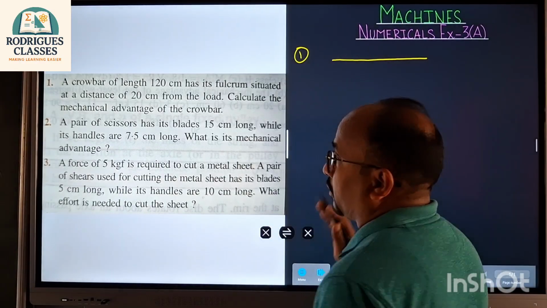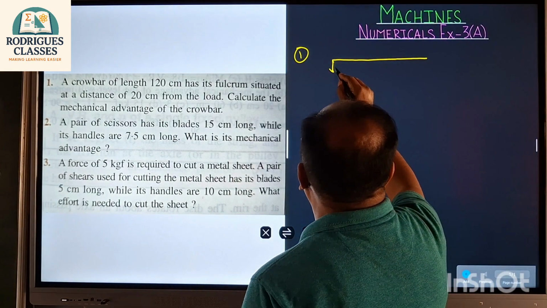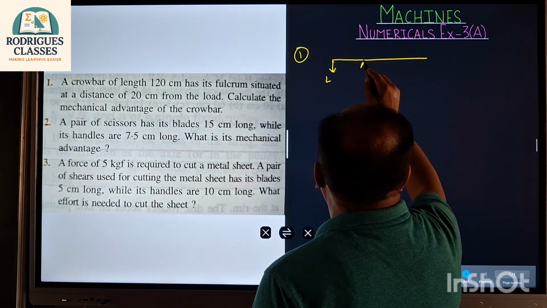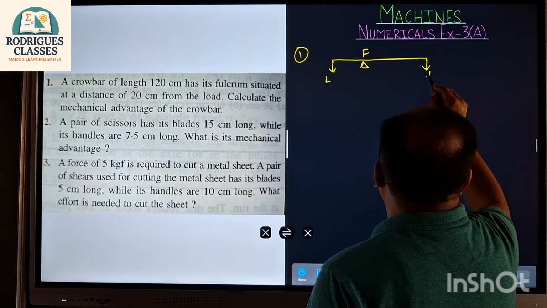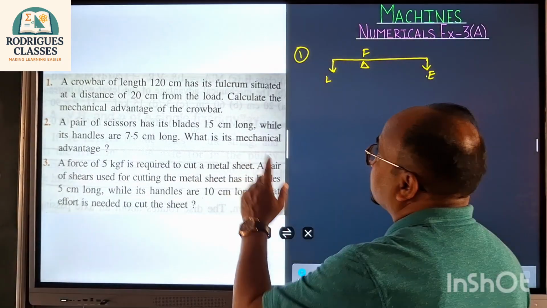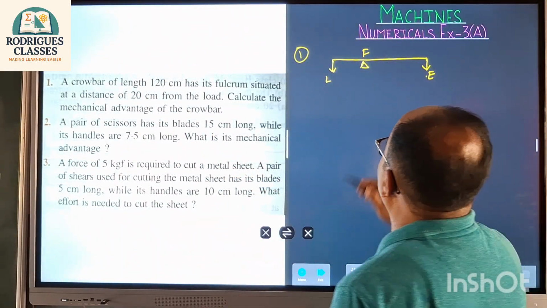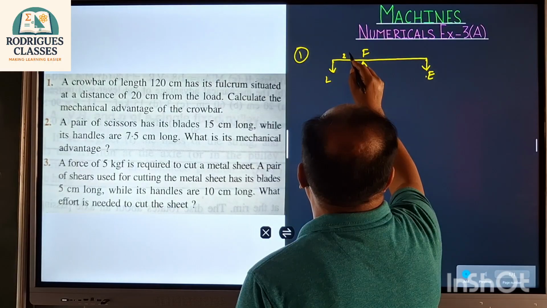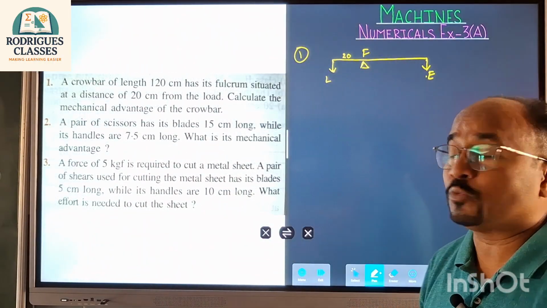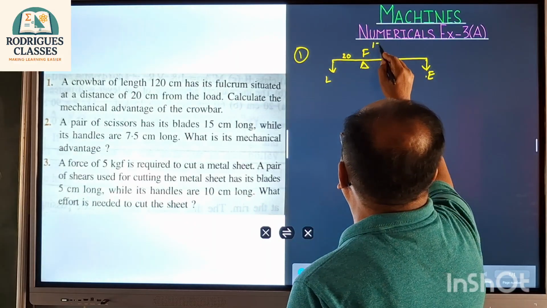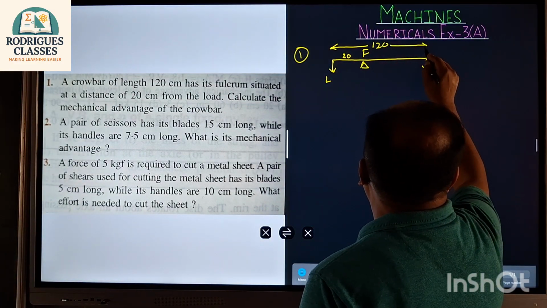I need to show the fulcrum in the middle and the load and the effort at the two ends. So I am showing here load, fulcrum and the effort. It says the fulcrum is situated 20 centimeter from the load. So this becomes 20 centimeter. Then the crowbar is of length 120, so this entire length is 120.